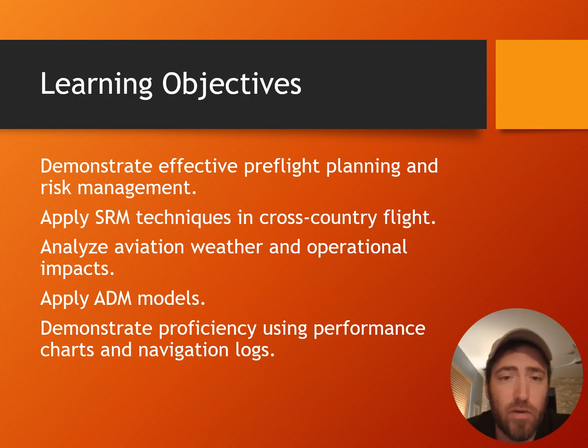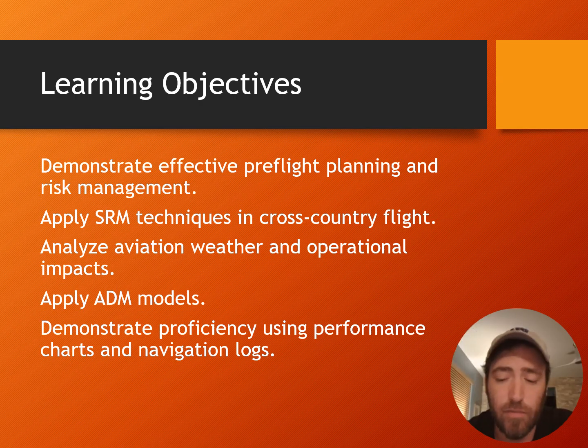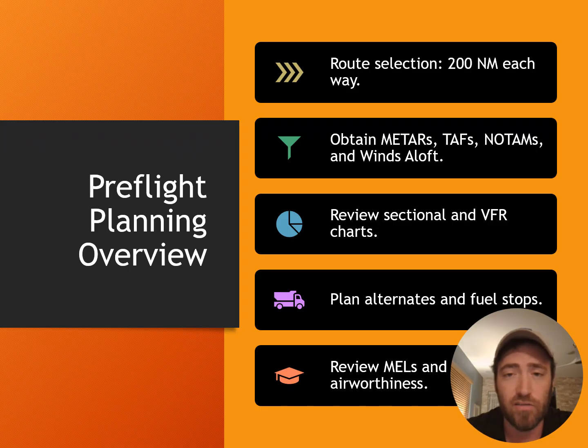Today, I hope that we can learn about demonstrating effective pre-flight planning, risk management, applying our SRM techniques in cross-country flight, as well as our ADM models, analyzing the weather and operational impacts, and demonstrating proficiency using performance charts and navigation logs. Essentially, we're going to go through, start to finish, everything we want to talk about and consider for a flight like this. We don't have specific details regarding the flight, weather and everything, so I'll be talking in a more general setting. So for pre-flight planning, route selection, it's 200 nautical miles each way.